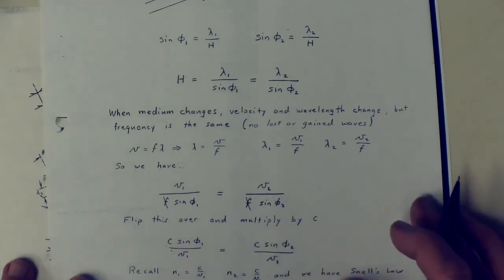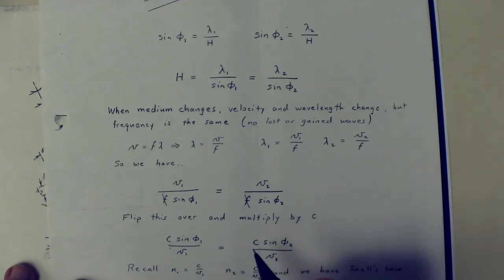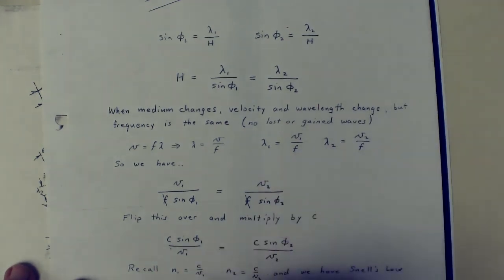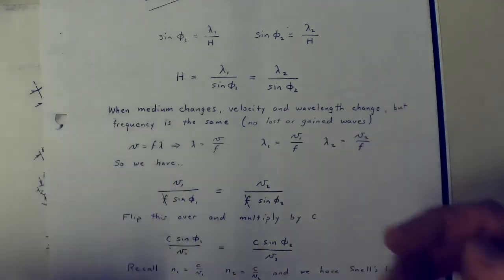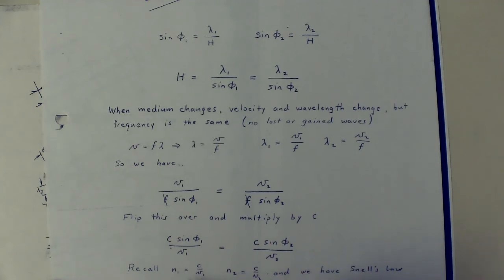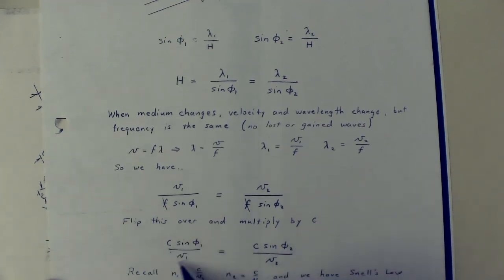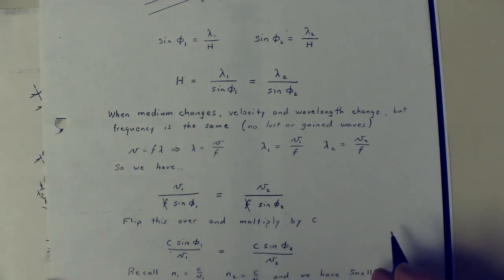And then I would like to just flip this whole thing over. If you want, you can do a whole bunch of cross-multiplying and rearranging, but it amounts to the same thing if you just flip both sides of the equation. And so then we'd have sine phi over v, and then I also multiplied by c, for reasons that you'll see in just a moment. Multiplied by c. So this is the expression we get. c times sine of phi 1 over v1 is c times sine of phi 2 over v2.